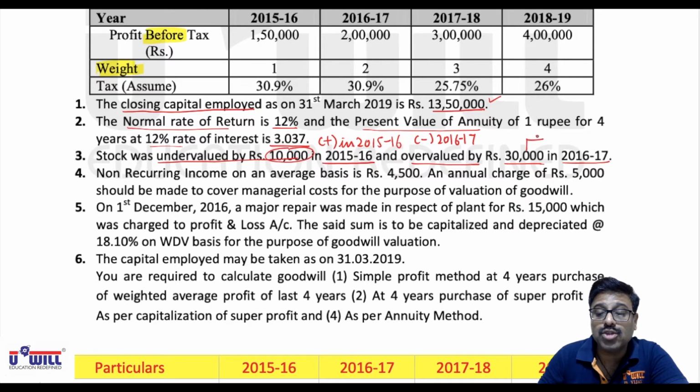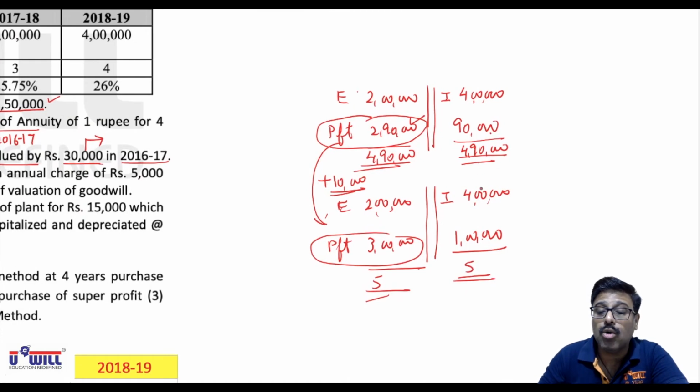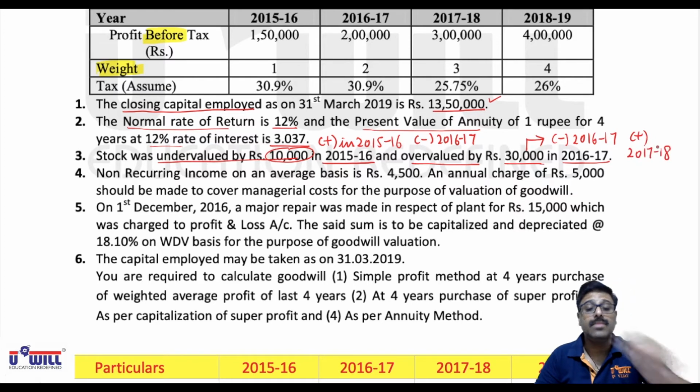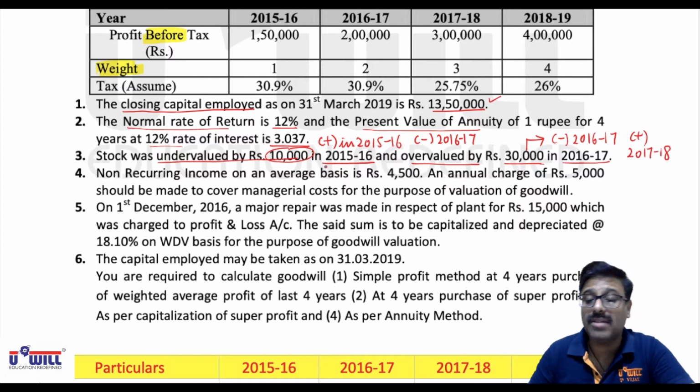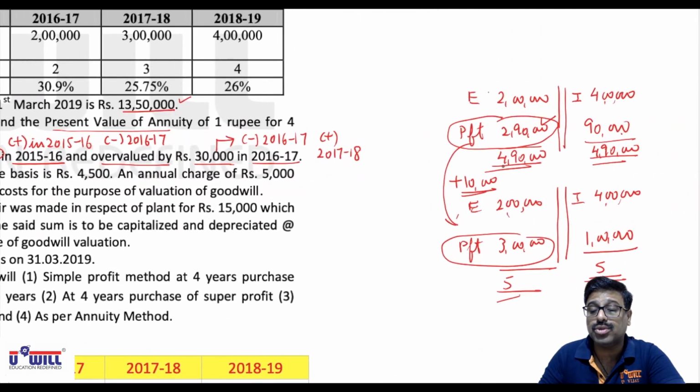And what will we do with 30,000? That is overvalued. Now opposite of it, so no need to do the practice of these figures again. Overvalued means it will become minus in 2016 to 17 and plus in 2017 to 18. Okay, so no need to practice that overvalued example again. Undervalued one you can try and see what we are supposed to do.